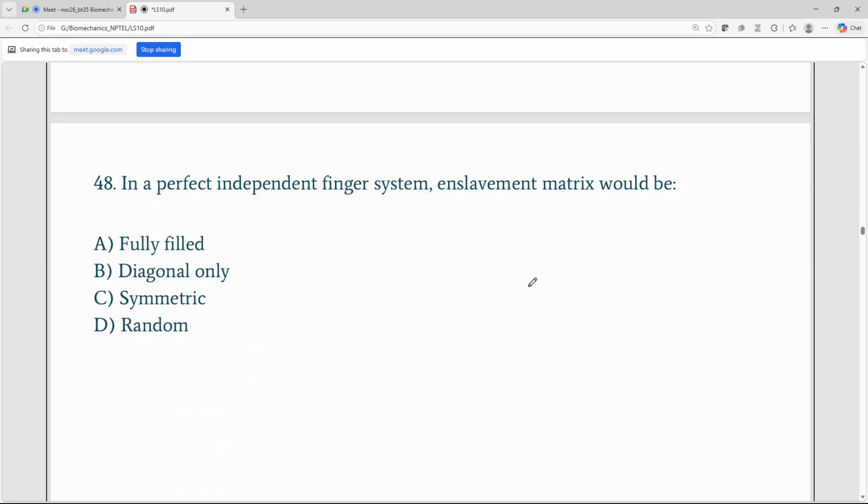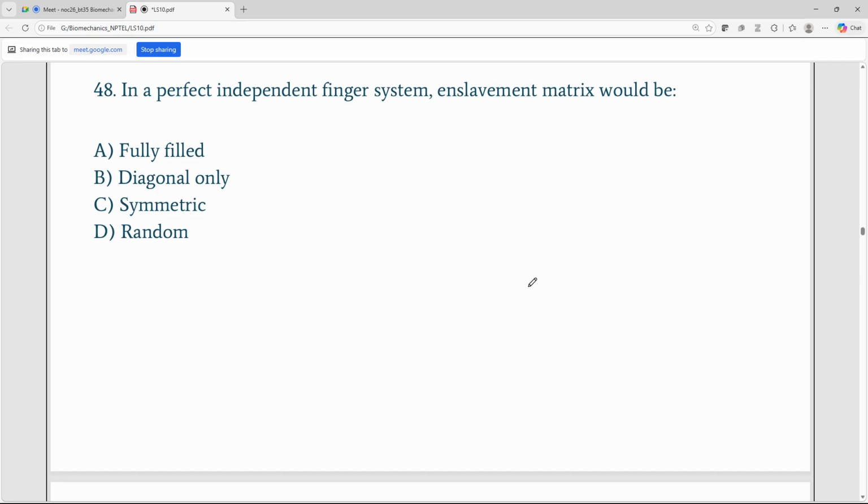Next question. In a perfect independent finger system, the enslavement matrix would be which among the following? Options are option A, fully filled. Option B, diagonal only. Option C, symmetric. Option D, random.